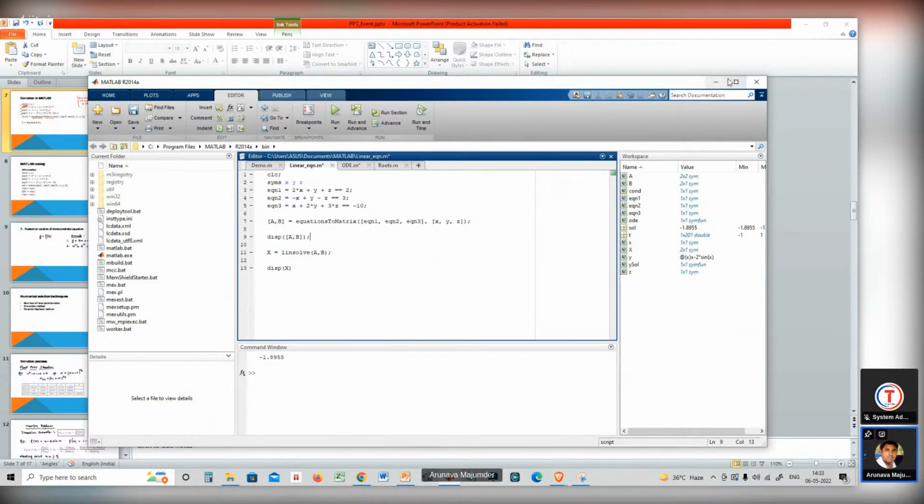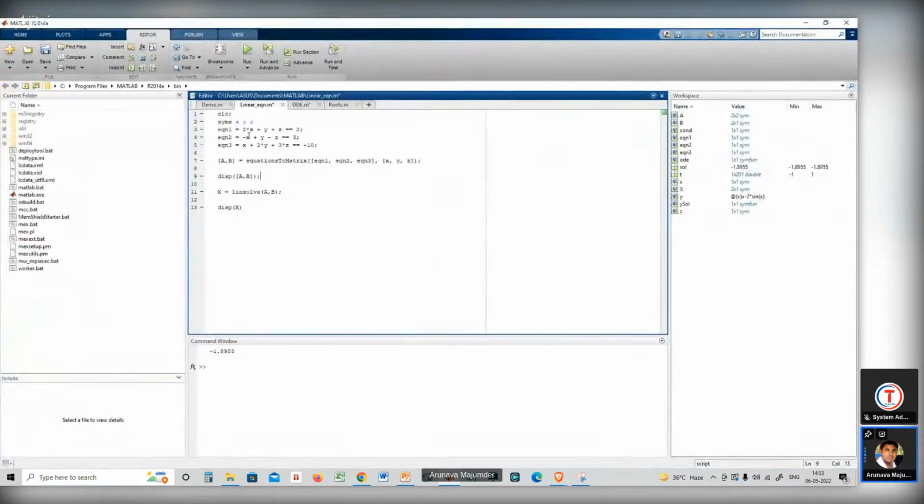So hopefully it is visible to you. So this is the MATLAB code. You can see I have used this MATLAB command clc, syms x y z. This is equation 1, equation 2, and equation 3. Okay, A, B. So this is the equationsToMatrix notation. Within brackets, equation 1, equation 2, equation 3, and x, y, z. That is, these three equations, and these are the three variables.